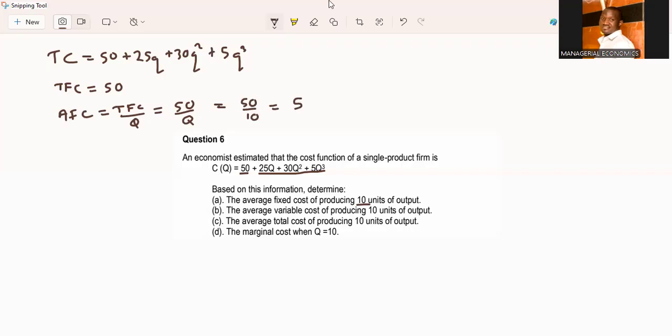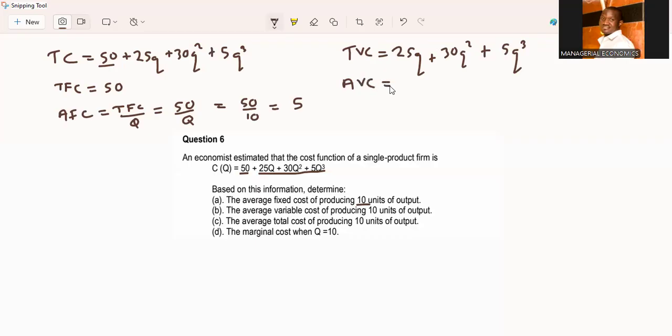All right. So our fixed cost is this component. Which one is our variable cost? Our total variable cost from that equation is the component that has letters: 25Q, 30Q², 5Q³. Good. The total variable cost will be 25Q plus 30Q² plus what? 5Q³. So what is our average variable cost in this case now?